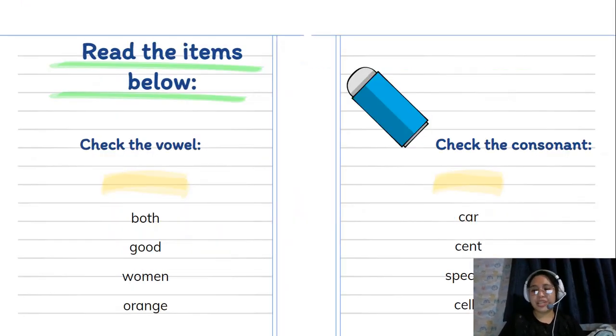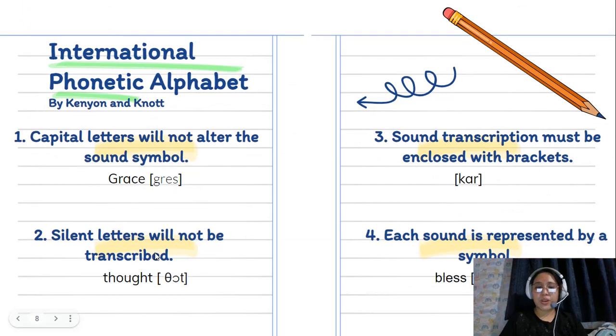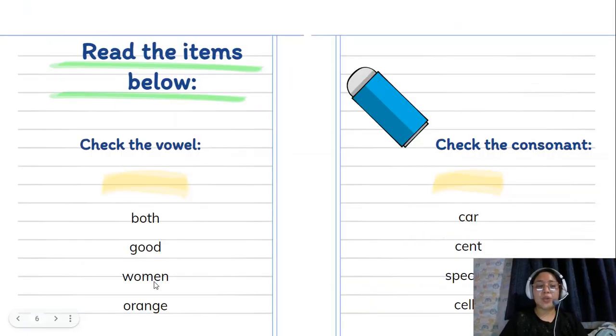So let's check these examples here. On the left side, let's check the vowel letters. If you observe, these four words contain the letter O. But listen to how I pronounce each word. Both, good, women, orange.